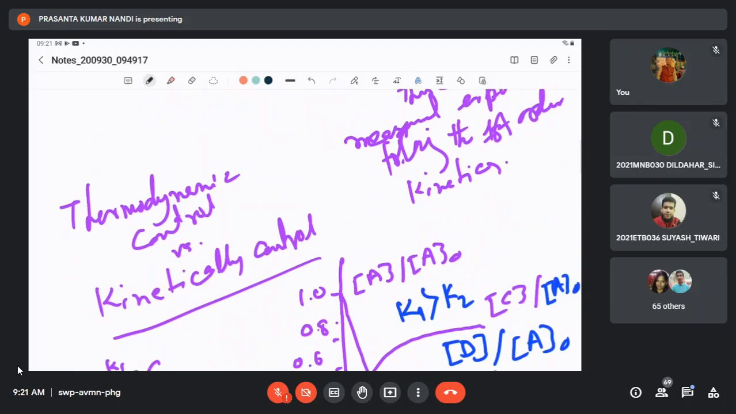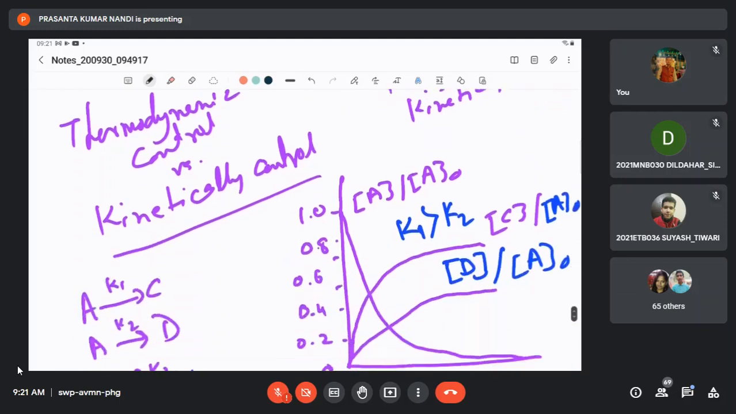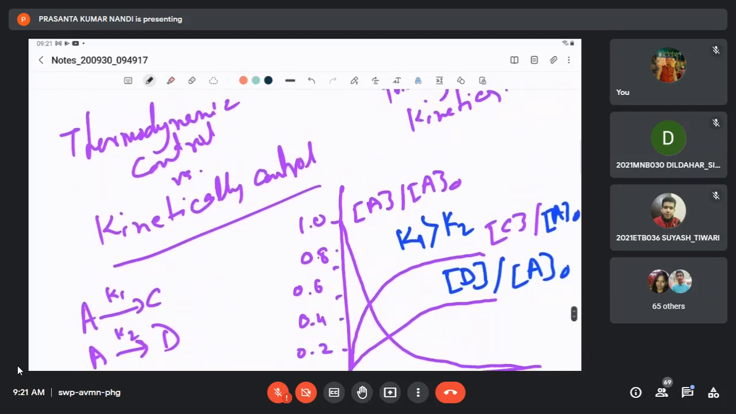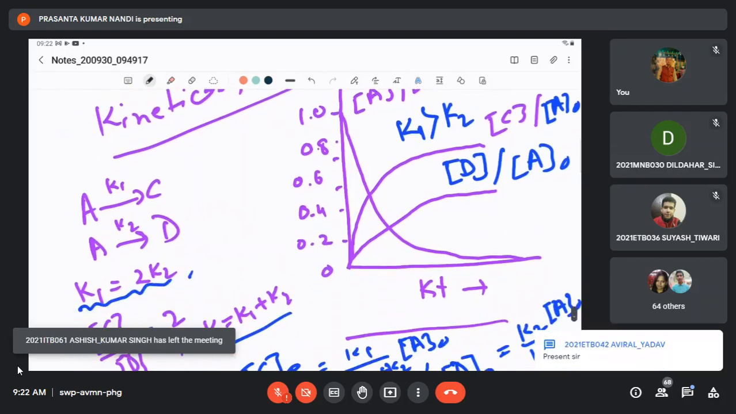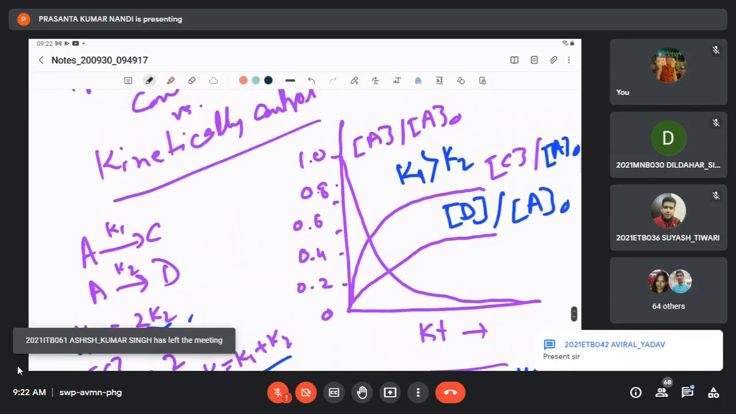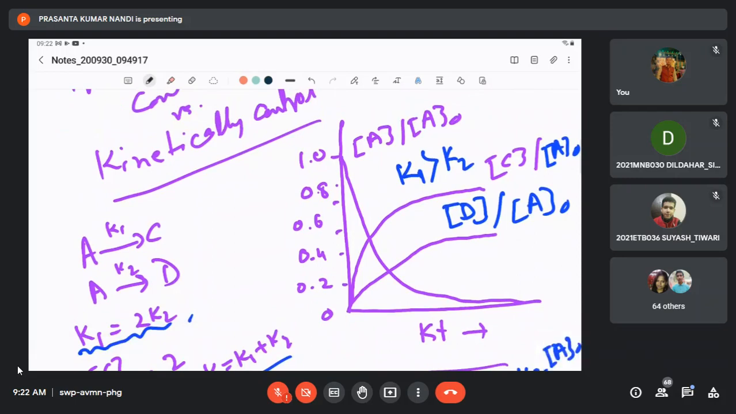Now there is a terminology that we maybe heard, thermodynamically controlled or kinetically controlled products. What does it mean? That we will discuss. But before that, we may discuss the nature of the variations of the concentration of isomeric product.